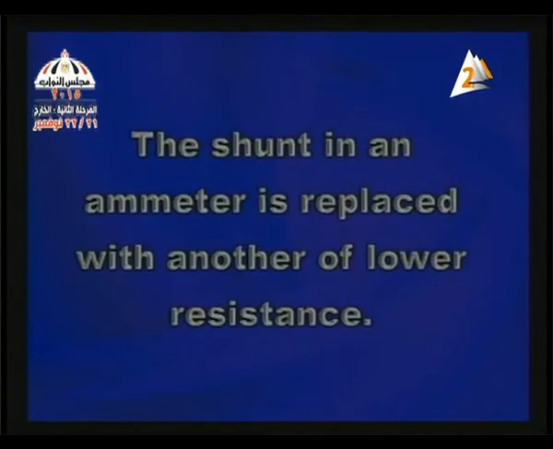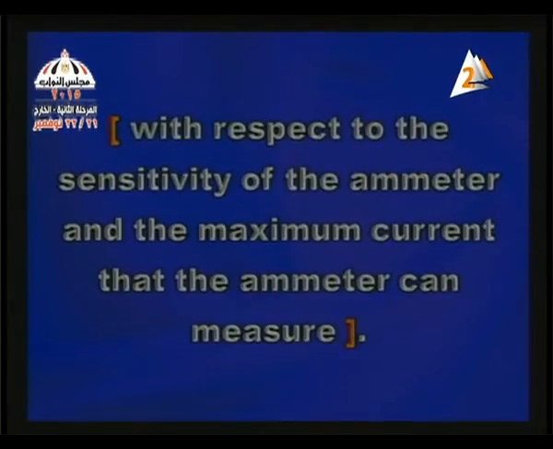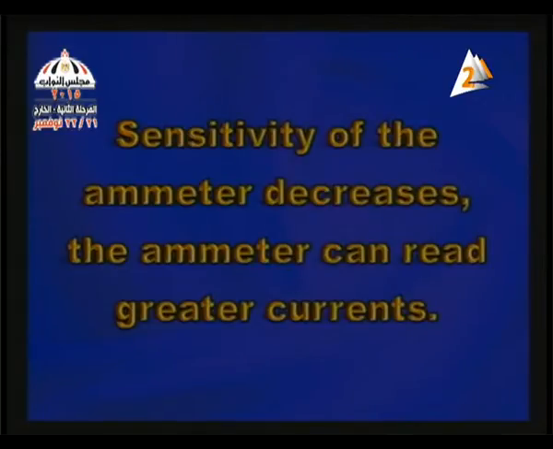What would happen if the shunt in an ammeter is replaced with another of lower resistance? With respect to the sensitivity of the ammeter and the maximum current that the ammeter can measure. The sensitivity of the ammeter decreases. It means the device is enabled to measure higher current intensity, and the ammeter, as I said, can read greater currents.